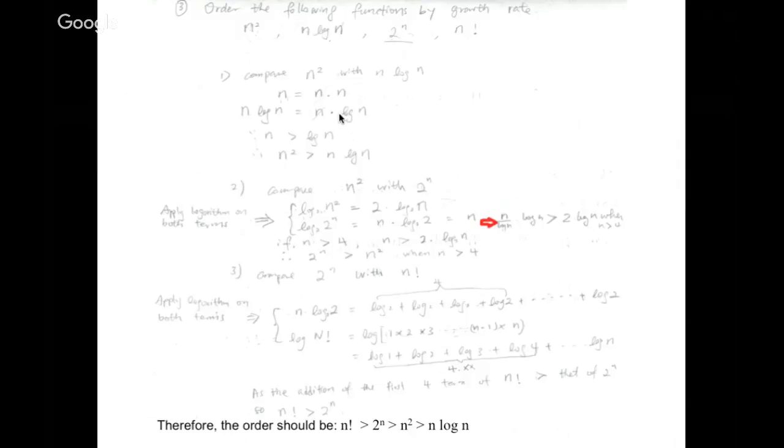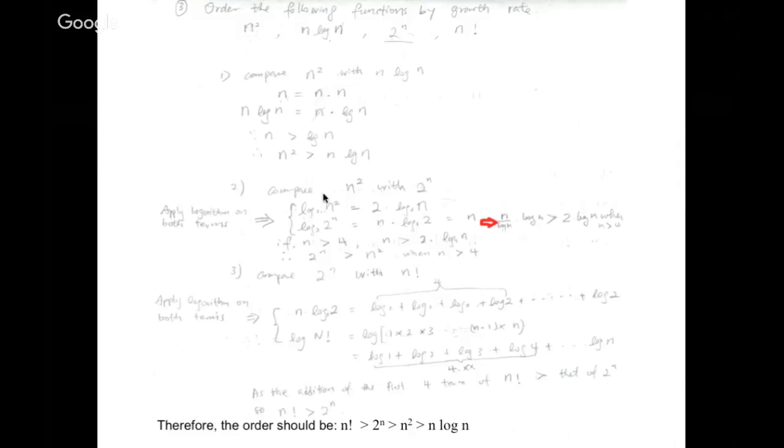And because if we cancel this n out in these two equations, we have n and log n left. And we know n is greater than log n. So therefore, n squared is greater than n log n.